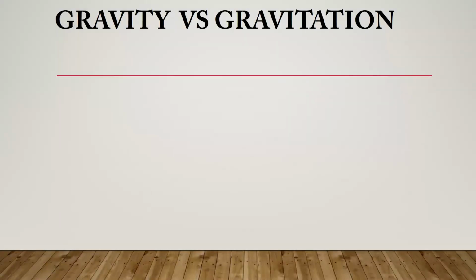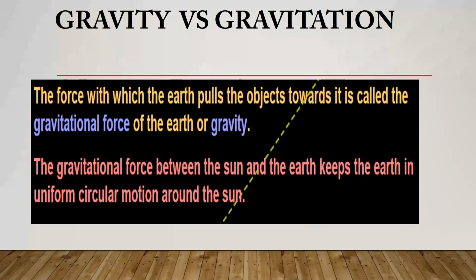There is just a fine difference between them. The force with which the earth pulls the object towards it is gravity. Means when we talk about the gravitational force between the earth and any other object, then we call that gravitational force gravity. But between any two bodies in the universe, when we talk of the gravitational force, then it is called gravitation. So gravitation is the force between any two bodies in the universe.